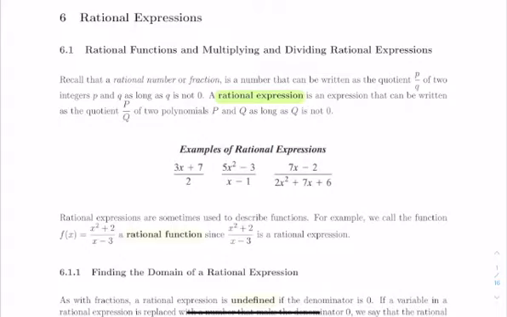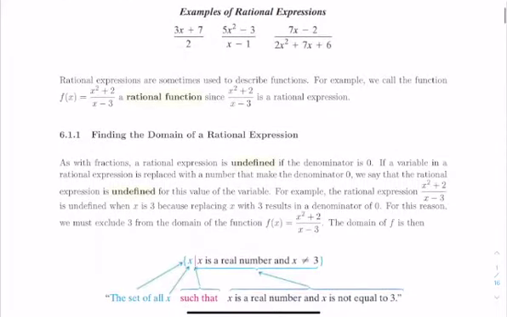Rational expressions are sometimes used to describe functions. For example, we call the function f of x equals x squared plus 2 over x minus 3 a rational function, since x squared plus 2 over x minus 3 is a rational expression.